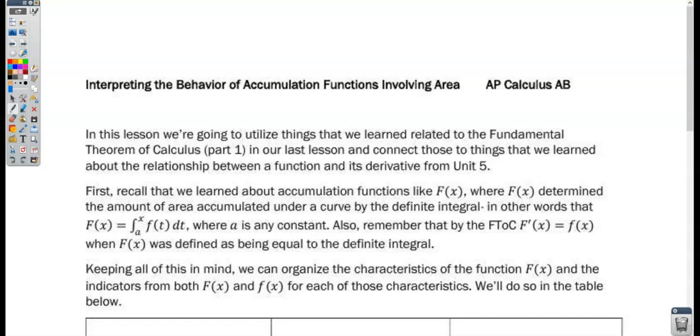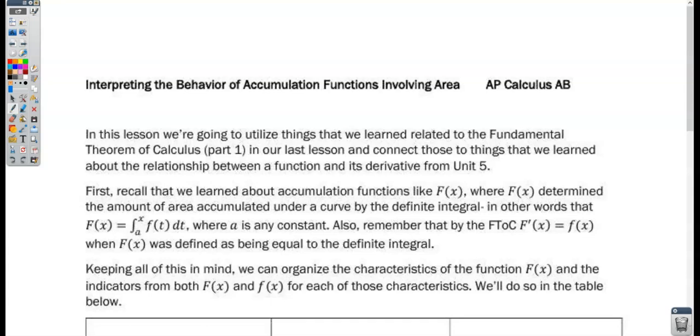Alright, welcome back everybody. In this video we're going to talk about information from section 6.5 of AP Calculus, interpreting the behavior of accumulation functions involving area. In the last lesson we talked about accumulation functions, and we're going to tie that to information that we've already learned previously. So let's take a look at the introduction.